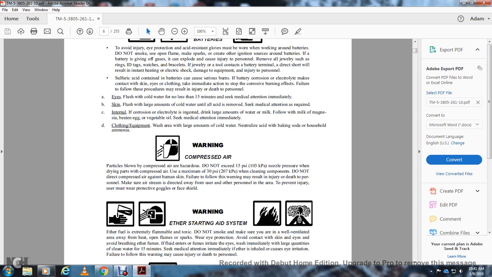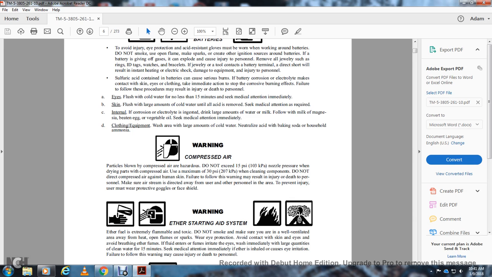Eyes: flush with cold water for no less than 15 minutes and seek medical attention immediately. Skin: flush with a large amount of cold water until the acid is removed, and seek medical attention if required. Internal: if corrosive electrolyte is ingested, drink large amounts of water and milk, follow the milk with milk of magnesia, beaten eggs, or vegetable oil, and seek medical attention immediately.